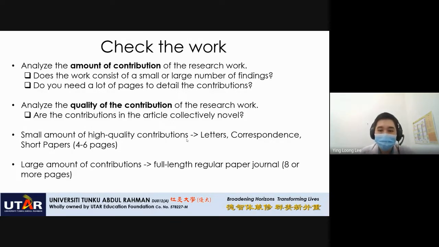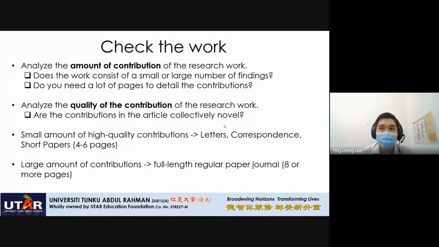Okay, so there is also IEEE Transactions on Vehicular Technology. They also accept short papers up to 6 pages. So you can try to analyze whether your work is a very, very novel, small contribution. Maybe you can consider submitting and publishing in letters.